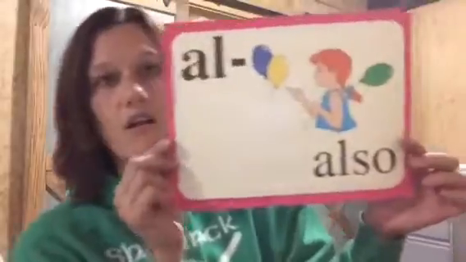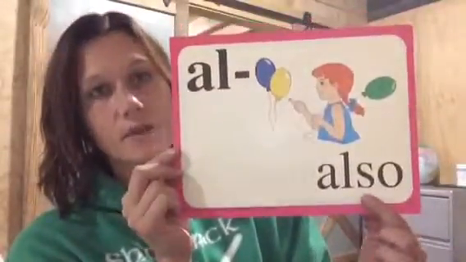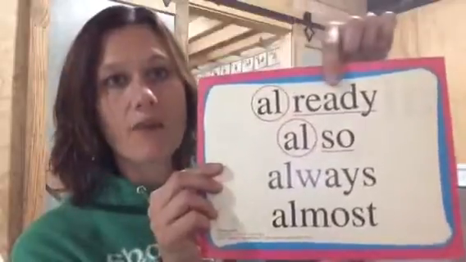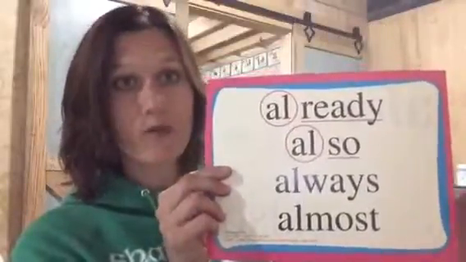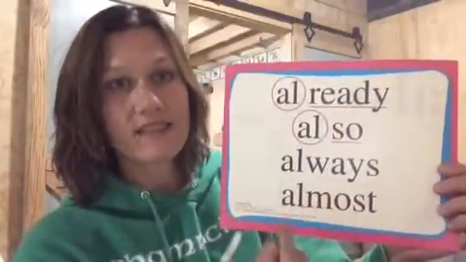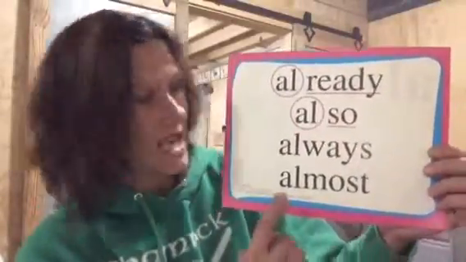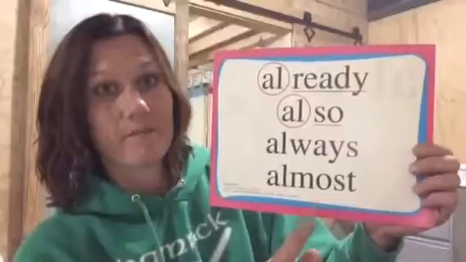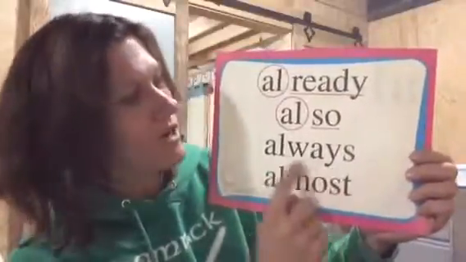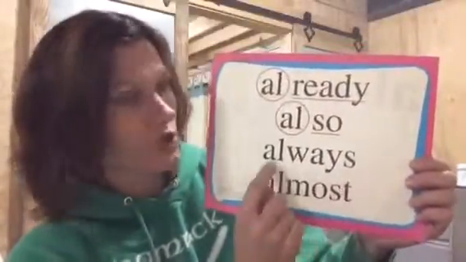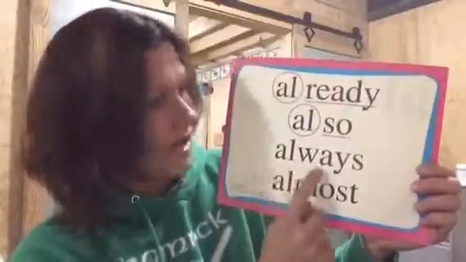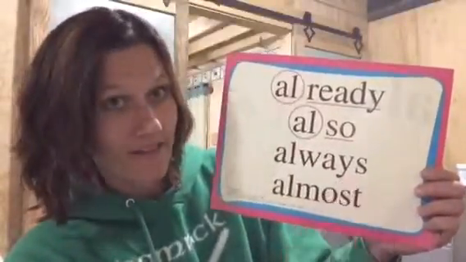Now, I want you to take a look at two new special sounds. We're going to look at the all in also. We've got already, also, always, and almost. There's a fly in here and it's driving me crazy. Almost. Okay? So what's the root word in always? Ways. So your special sound would be all, and then also the A in pray. Got it? Okay. Let's take a look at the next one.